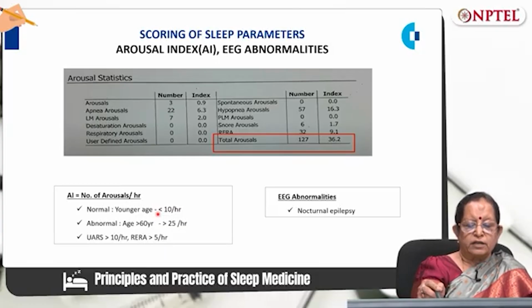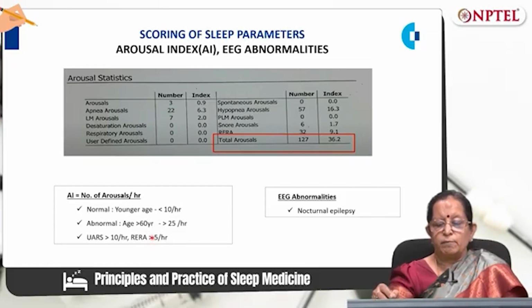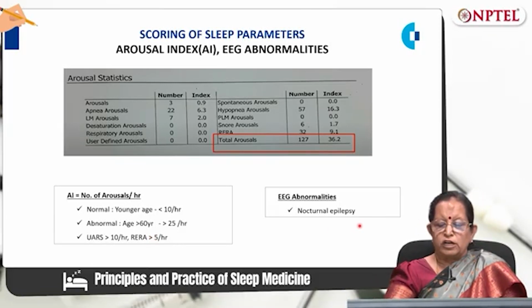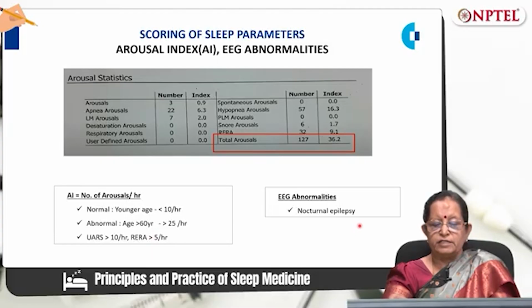In arousal index, you can also diagnose one more condition, upper airway resistance syndrome. It is not apnea or hypopnea. Here arousals will be more than 10 per hour, and RERAs, respiratory event related arousals, will be more than 5 per hour. Then even EEG abnormalities, suppose a person has epilepsy, even nocturnal epilepsy could be diagnosed with EEG.